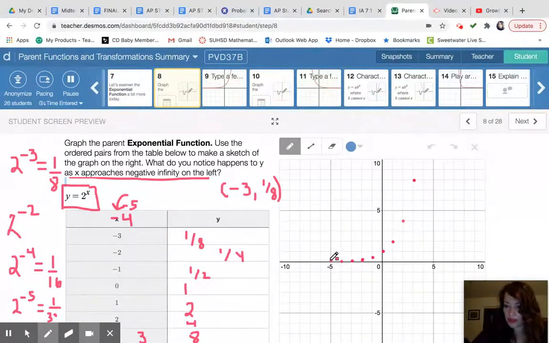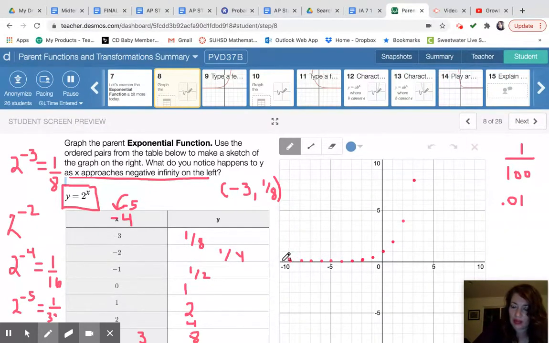And 1 over 32 is even smaller than 1/16, so I would get even closer to 0, but I would never quite reach 0. For example, if you had 1 over a really large number, such as 100, that would just be 0.01. So it would be close to 0, but it wouldn't be 0. So as I go really far, infinitely far to the left, I will just approach 0, but never reach 0.